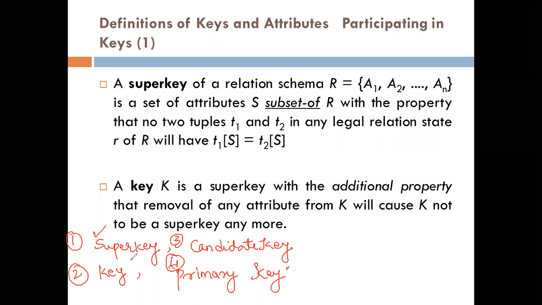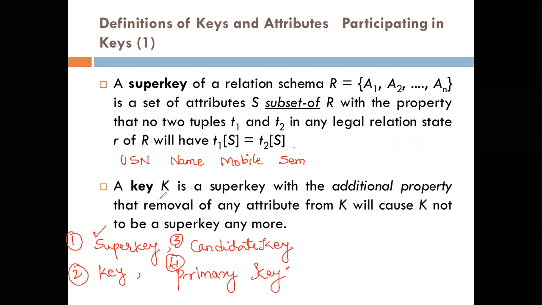By looking at this definition, we may not understand what it is. In order to understand that, let us consider an example of a student relation. With very minimum attributes, we will start. Let us assume a student has USN, name, mobile number, and semester. Let us just consider these four attributes.